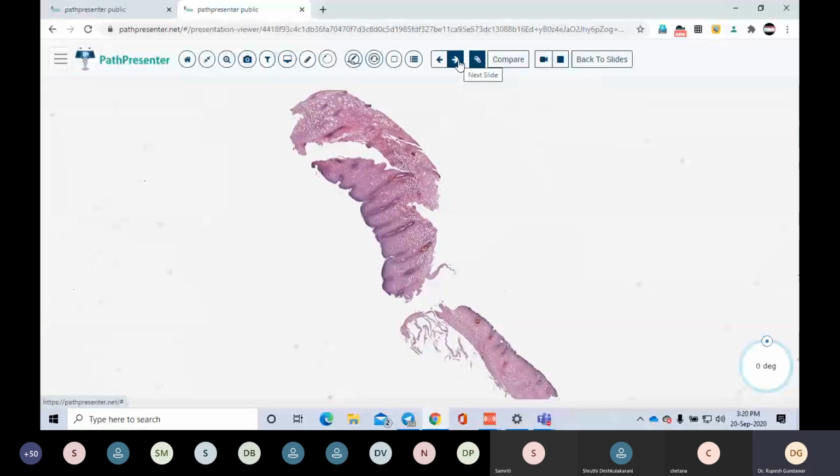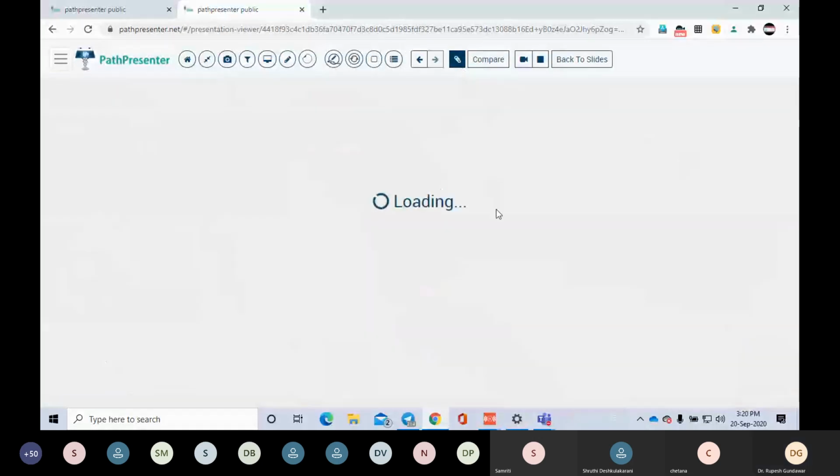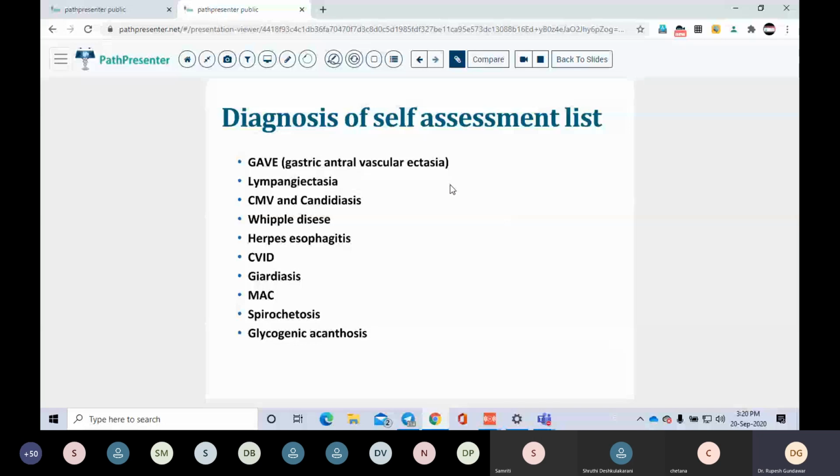So this is the case of glycogenic acanthosis. These were the cases of the digital slide set. This is just the list, to show you the list, so you can go through it again. This is already shared in our Telegram group. This is the list of those diagnoses.